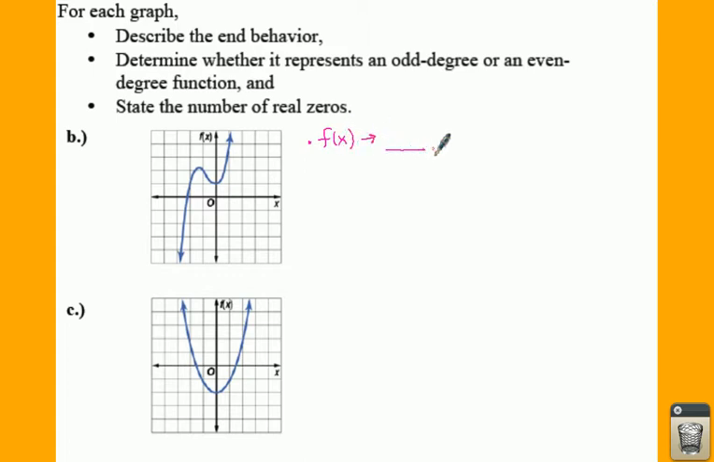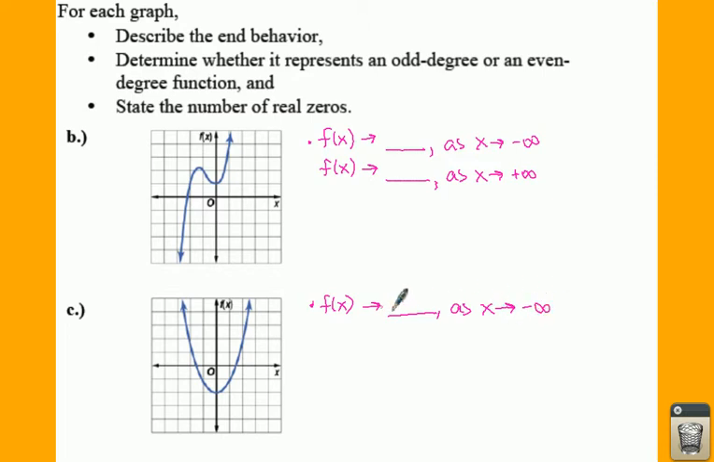Put your template here, put a blank as x approaches negative infinity. Then we can also say f of x approaches blank as x approaches positive infinity. And then down here we're going to have f of x approaches blank as x approaches negative infinity.